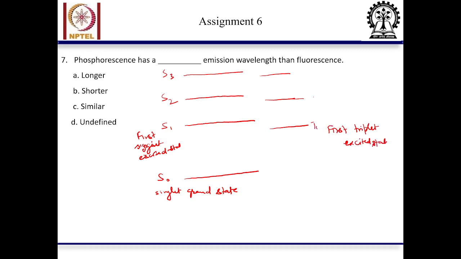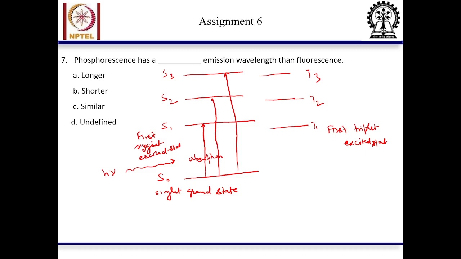So this is called T1, T2, T3. Now what are the processes that happen? The molecule will always be in the singlet ground state. What will happen if we supply energy hν? It has different energy, so it will absorb and go to S1, S2 and S3. This is your absorption. On absorption, it will go to the higher excited states like S1, S2, S3.